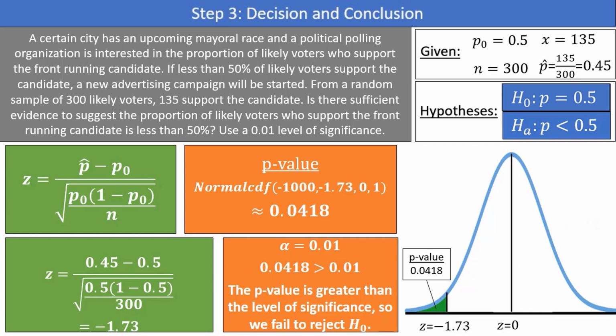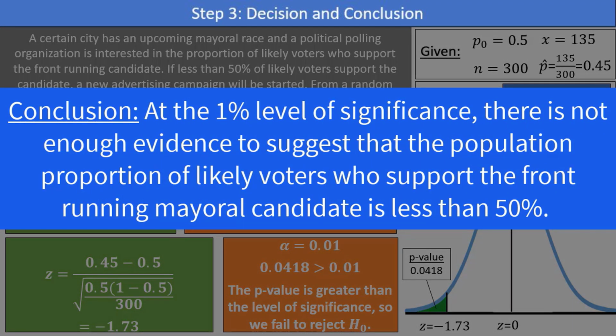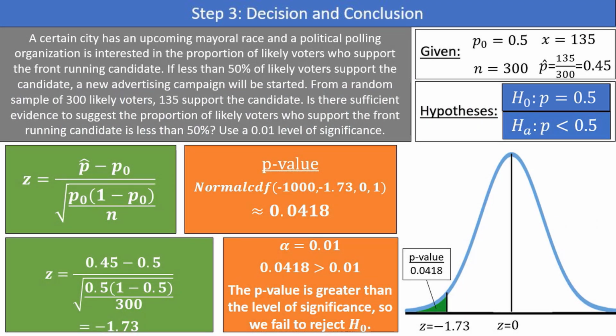For our conclusion, we say that at the 1% level of significance, there is not enough evidence to suggest that the population proportion of likely voters who support the front-running mayoral candidate is less than 50%. And we are done. Alright, my friends, that wraps up our discussion of the one sample proportion hypothesis test using p-values.